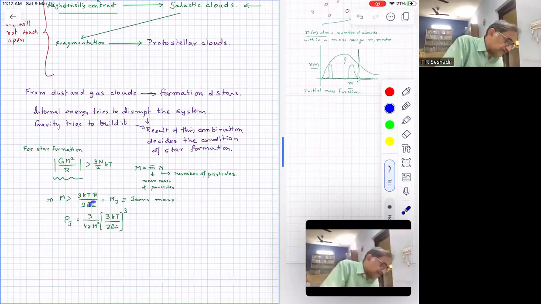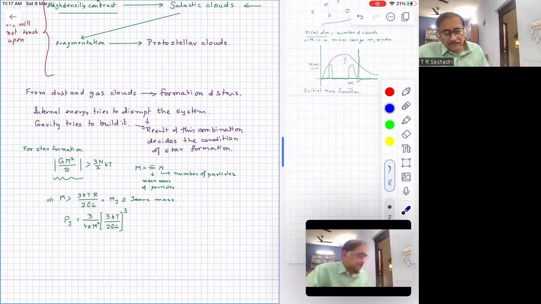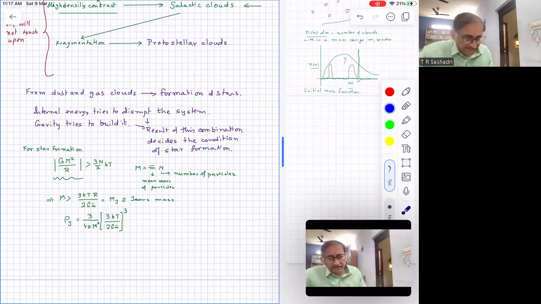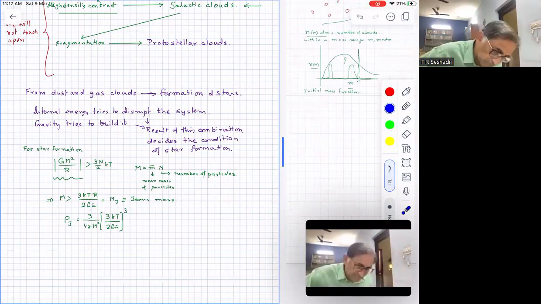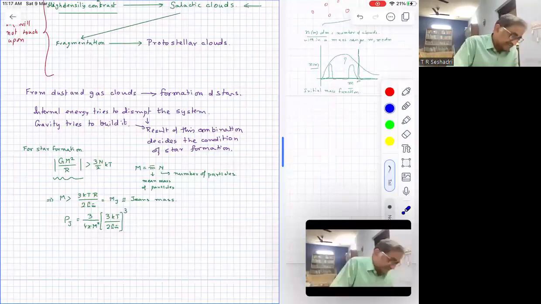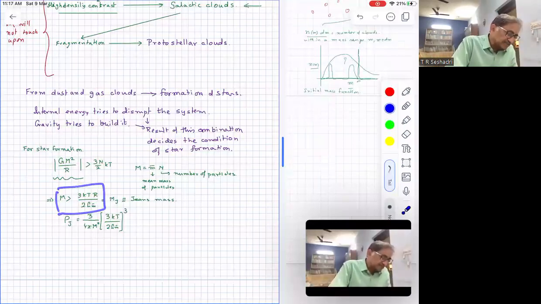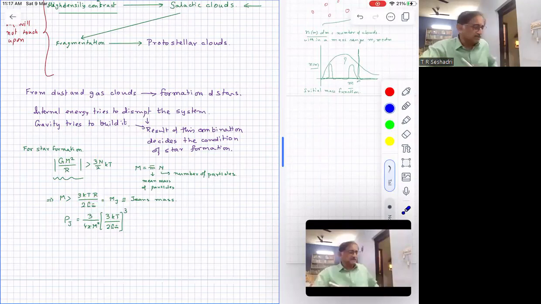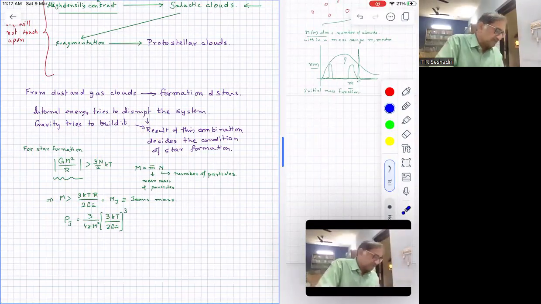And if you have the mass per particle, m bar, large, then the gravitational energy is large and it tries to assimilate it better. So in other words, the Jeans mass depends on the radius and on the temperature and of course the mass per particle.